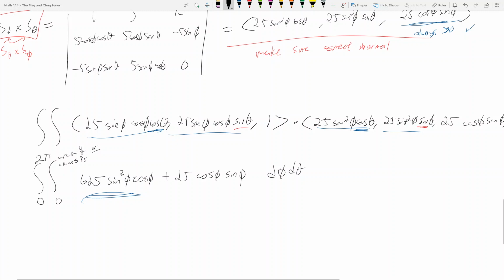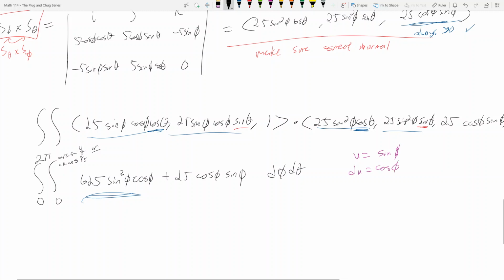It looks like I do a u-sub, right? And a u-sub for what? I do a u-sub for sine phi, right? Because I got these single cosines just hanging out. So if I do a u-sub, let's do a different color. u is equal to sine phi, then du is equal to cosine phi, right?